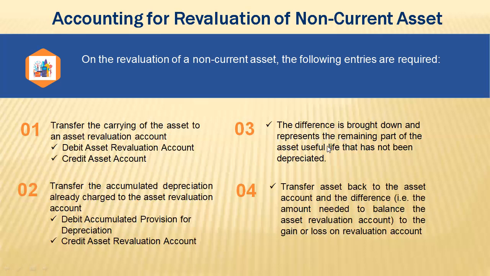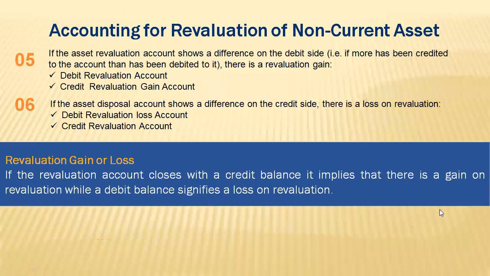And lastly, the fourth thing we need to do is to determine the balance. Now, the fourth thing we need to do is to transfer the asset back into the asset account, after you've done your balance brought down, balance carried down. When we transfer the asset back into the asset account, then the fifth step is we have to determine the difference between the two accounts in order to determine whether we have a revaluation gain or a revaluation loss.